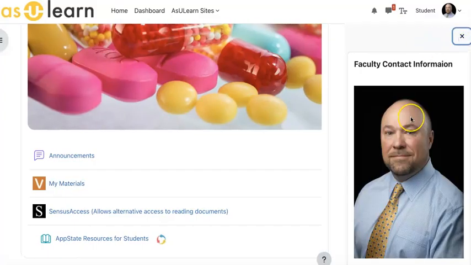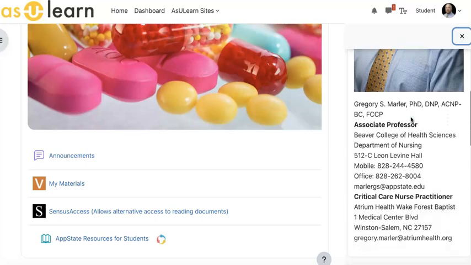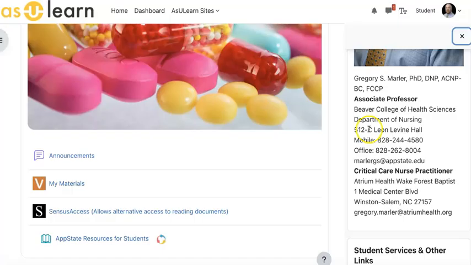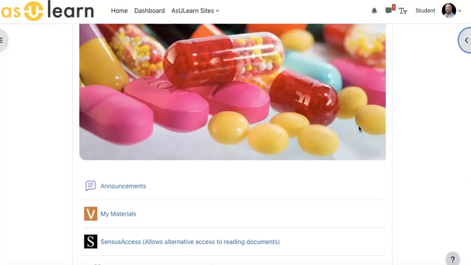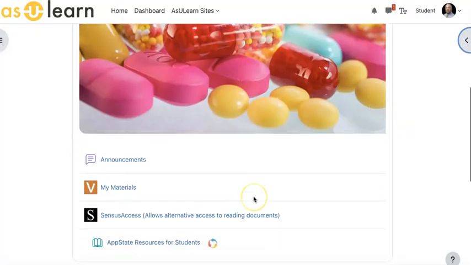This tab on the right side is my contact information, and my office is in 512C Leon Levine. Here's my mobile, there's my office number, and you are welcome to reach out to me primarily. Email is going to be the fastest way that I'm going to get your information and respond back to you. I try to respond within 24 hours. If it's the weekend, it may take a little longer. But if there's an emergency that may come up for you this semester, please feel free to send me a text, but make sure you indicate which section you're in and that you're in the pharmacology class.